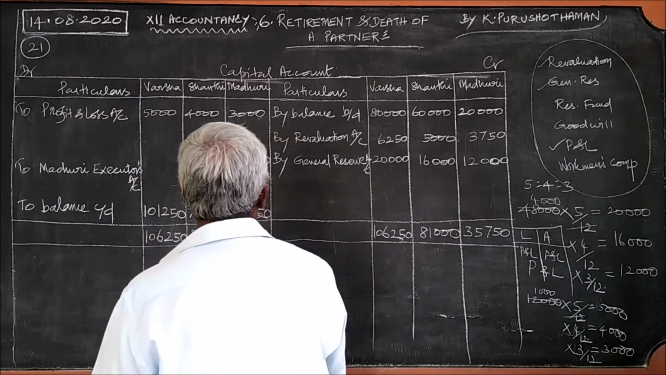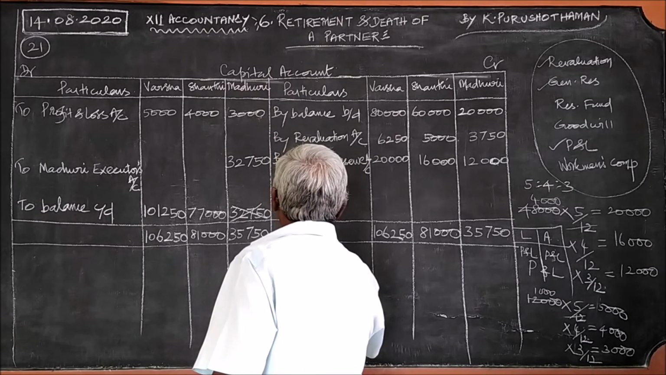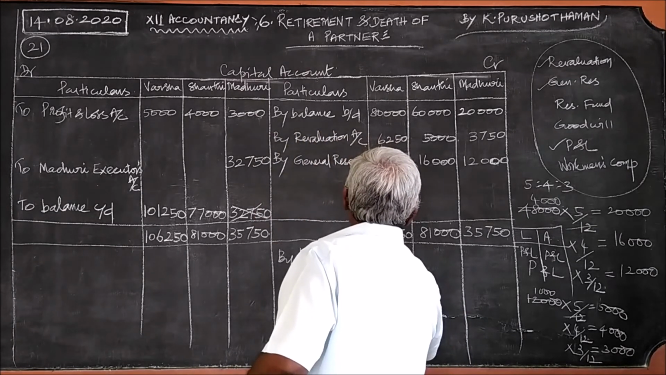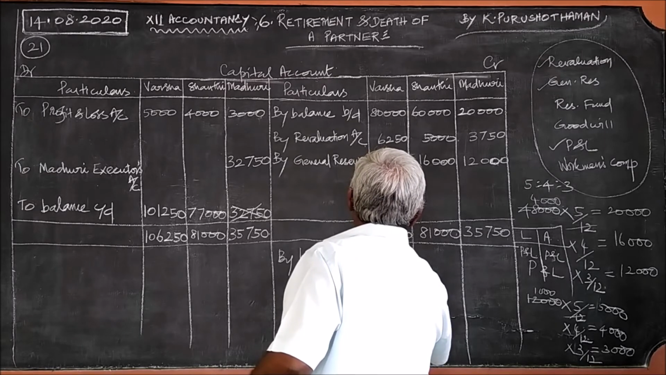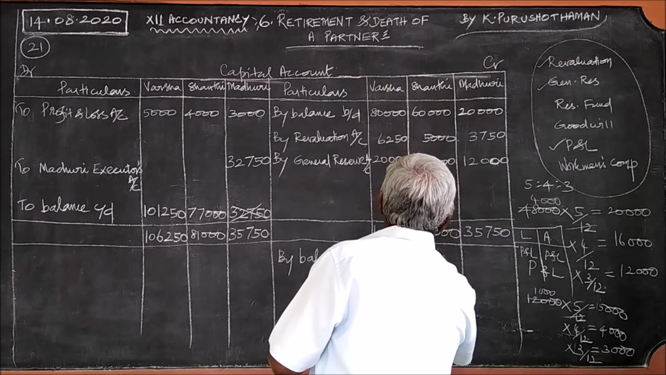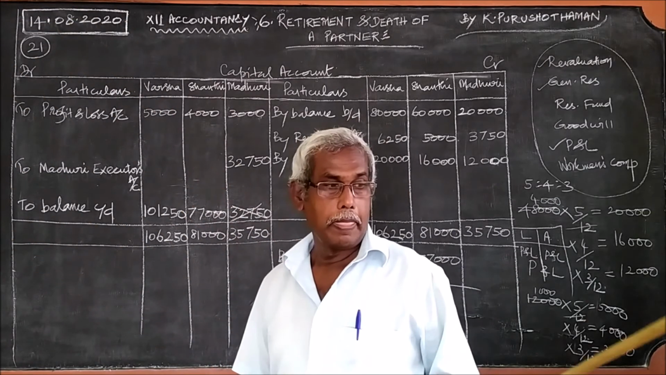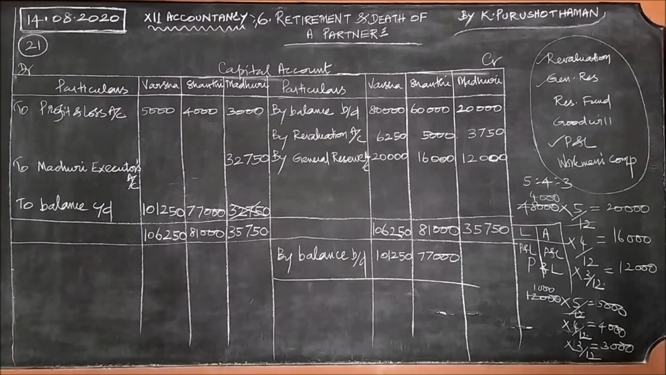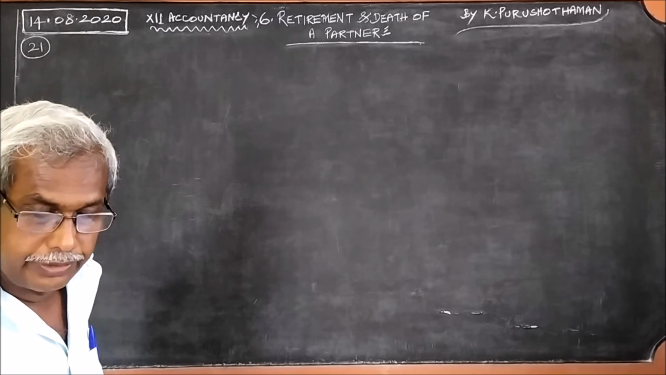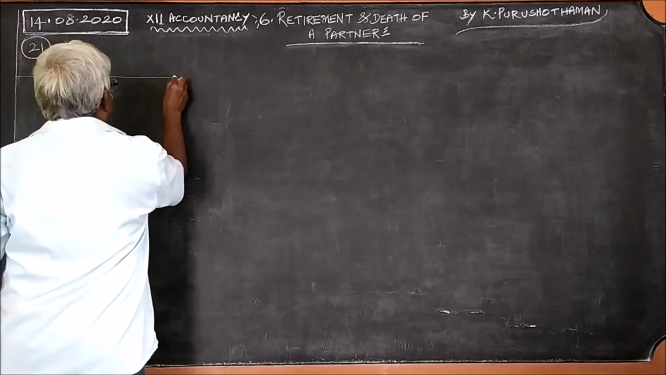Since this is the balance carried down, on this side we should write the balance brought down. The amount is 1,01,250, and for Shanti it is 77,000. That's all possible. That is the balance sheet of the firm after death. So we shall now prepare the balance sheet of the firm.